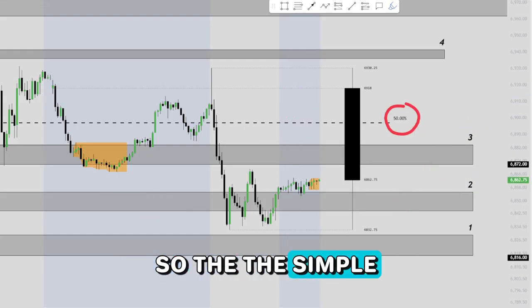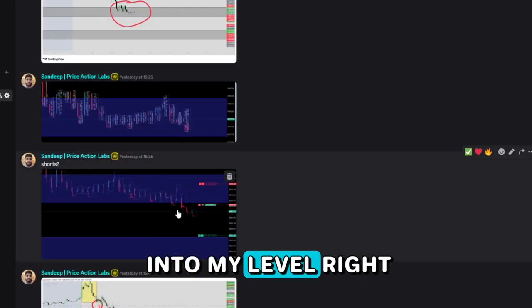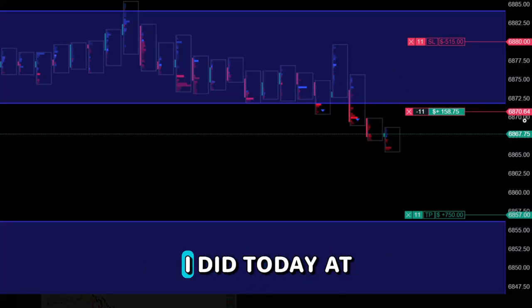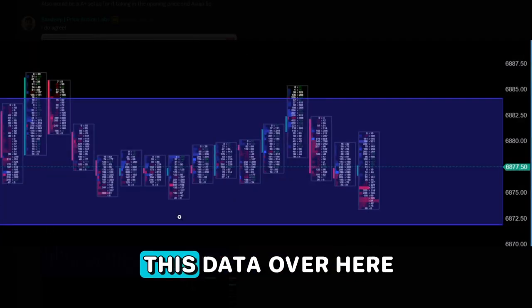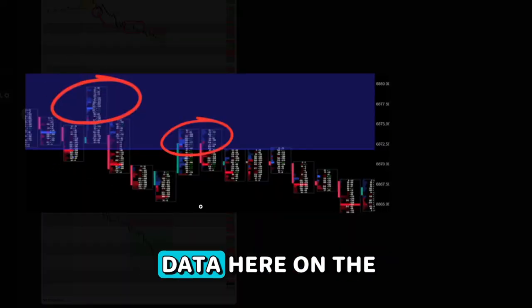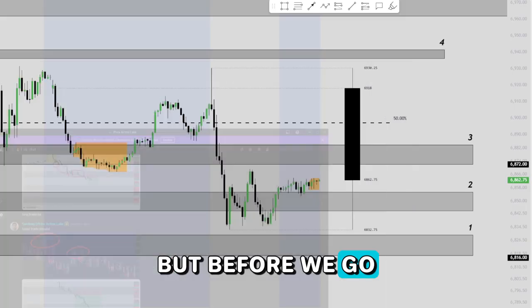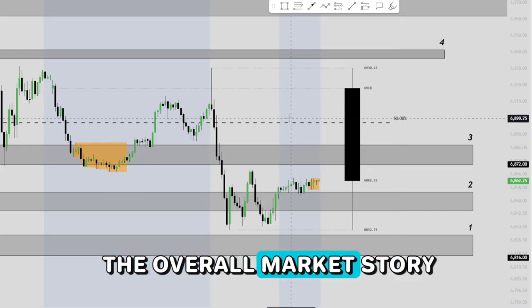The simple answer is order flow. When price taps into my level, in order for me to go short like I did today at 68.70, I was looking at this data over here on the footprint charts. But before we go to the footprint charts, let's try to understand the overall market story.